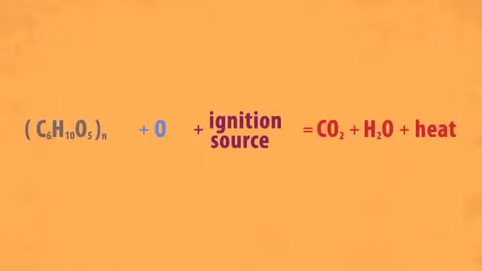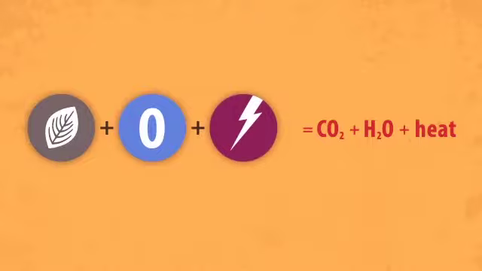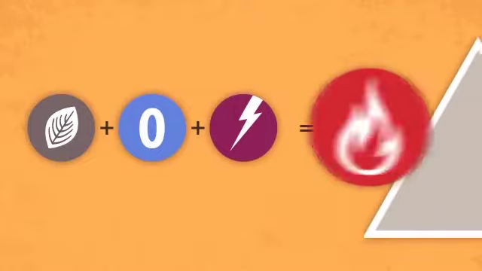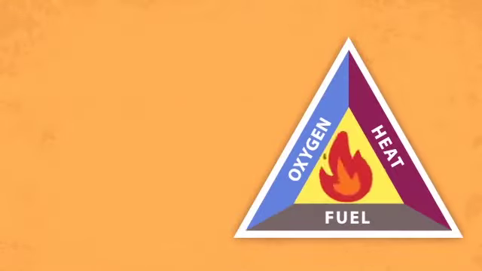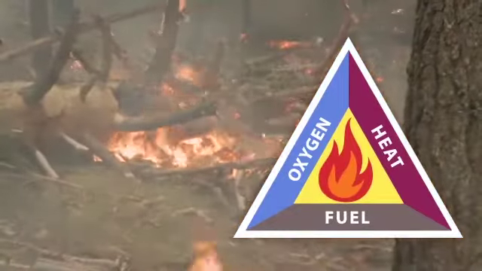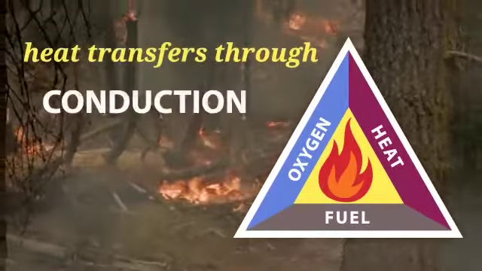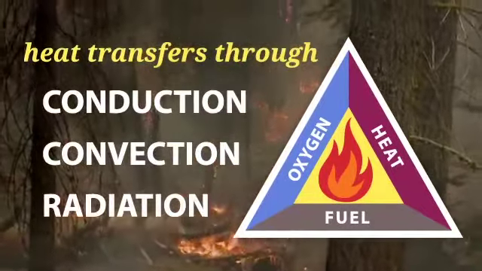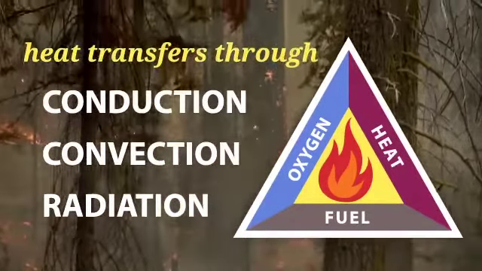To summarize, combustion is the opposite of photosynthesis. It is a chemical reaction that uses the basic building blocks of plants, oxygen, and an ignition source to create carbon dioxide, water, and heat. The inputs of this reaction are all represented in the fire fundamentals triangle as fuel, oxygen, and heat. Heat transfer is important in understanding how fire will move and behave. Heat is transferred through conduction, convection, and radiation. All three heat transfer methods play a role in wildland fire through preheating fuels and preparing them to burn.